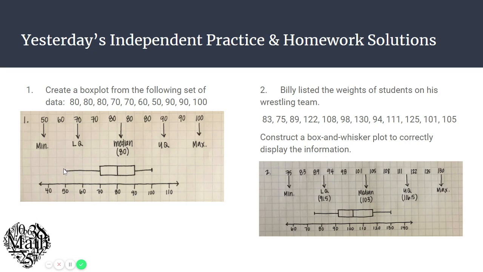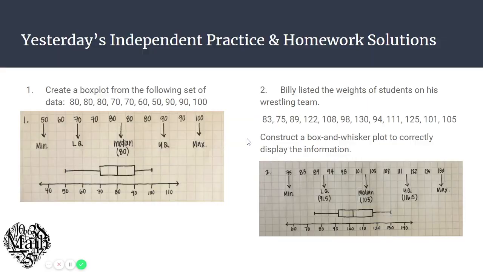You have a vertical line above the number line for each one of those numbers in the 5-number summary. You connected the lower quartile to the upper quartile for the box, and then extended a line out to the lower extreme and out to the upper extreme for the whiskers.